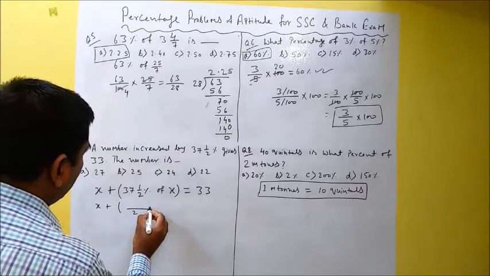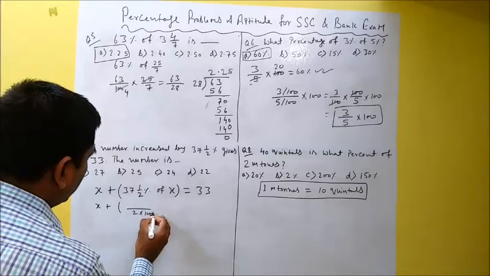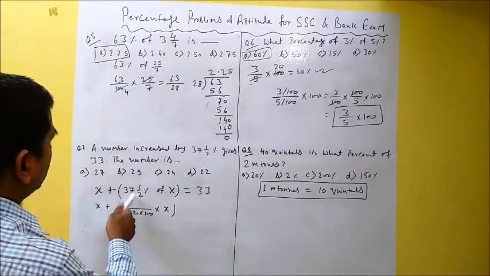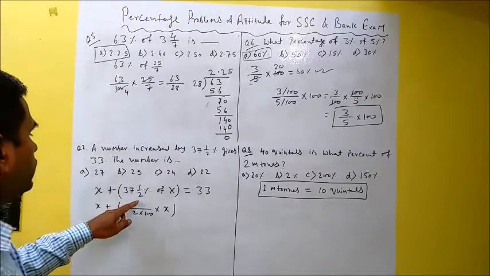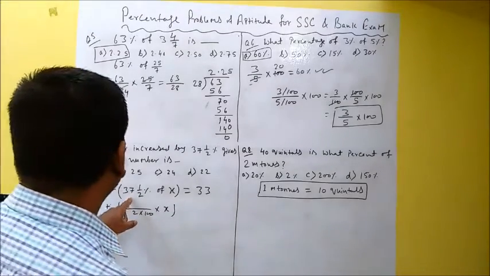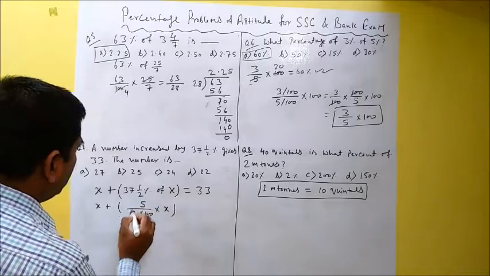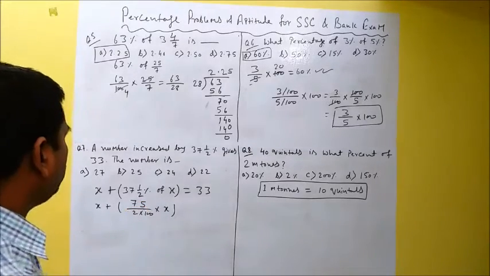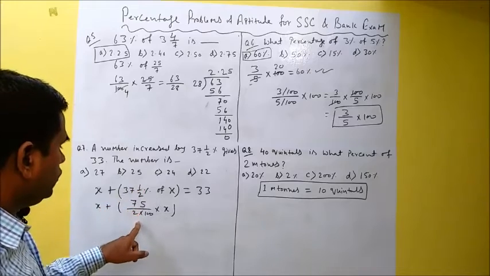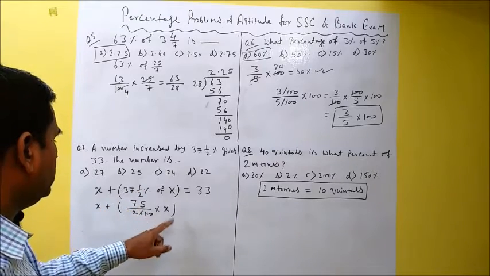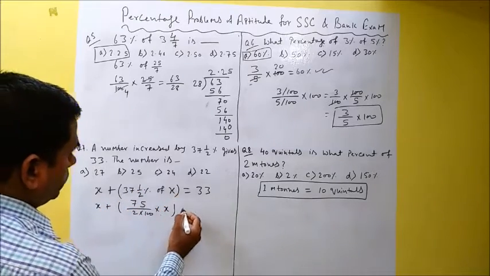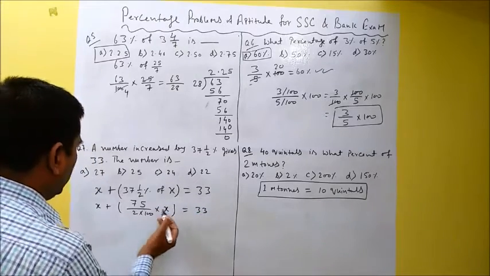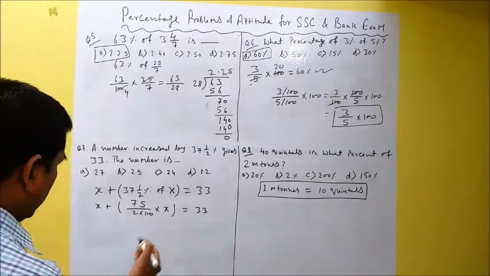For percentage we can write 100 into x, and then 37 into 2. 7 into 2 is 14, 14 plus 1 is 5, and 3 is 6, 75. So 75 by 2 into 10 into x is equal to 33. Okay, so now it is like this.